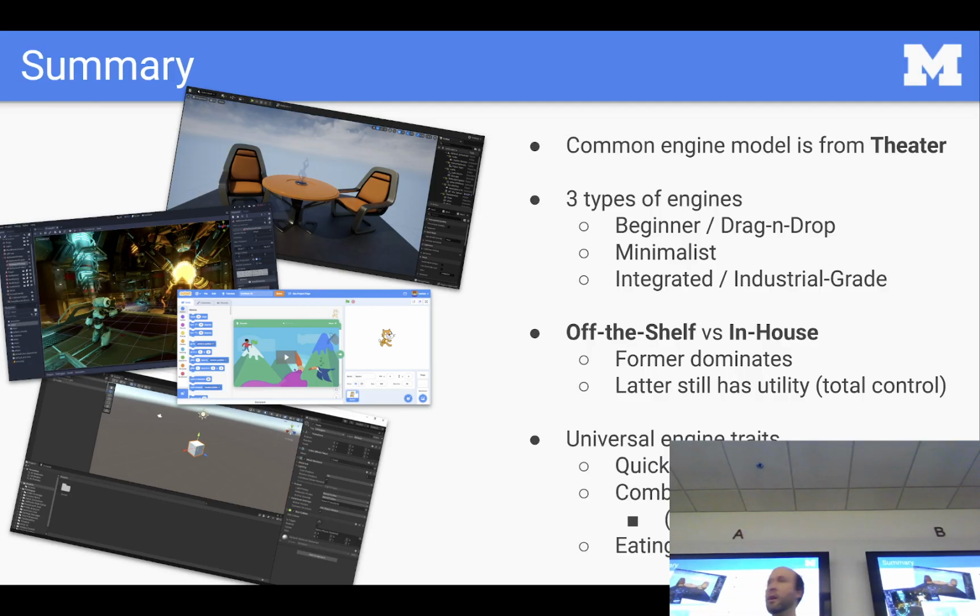Okay, universal engine traits: quick iteration. The secret, if you want to get great games made, is you have to be able to iterate. It is absolutely essential. If it takes 40 minutes to check whether your change worked, you won't be able to make many changes. And if you can't make many changes, you can't improve. If you can't improve, the game's going to stink. Engines are about combining assets and logic. They provide you with a scripting layer so that you can iterate quickly and you don't have to keep writing C++.